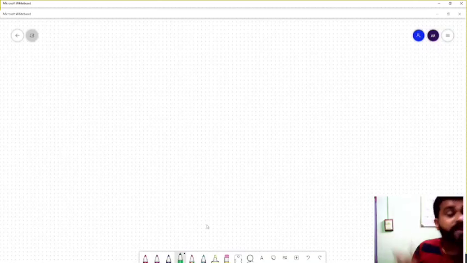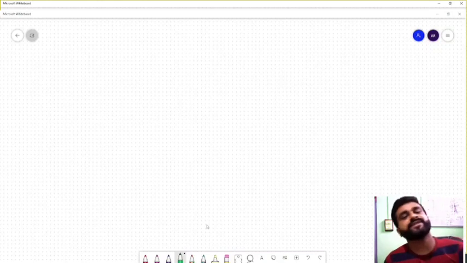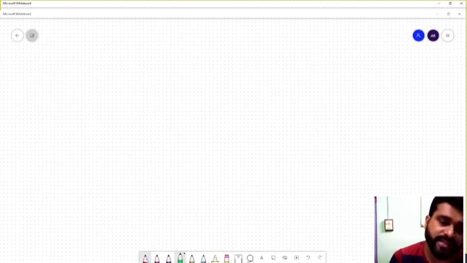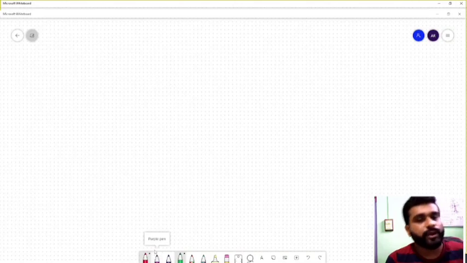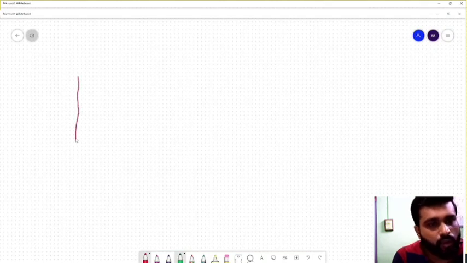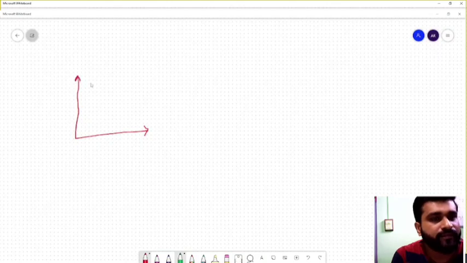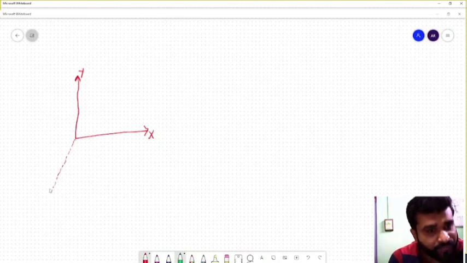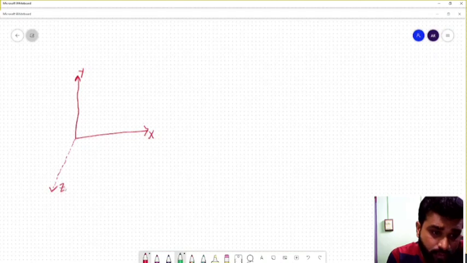In the junior classes we introduced two axes, x-axis and y-axis, for representing two dimensions, length and breadth. But in three dimensions, we will have to introduce three axes, x-axis, y-axis, z-axis, for introducing three dimensions, length, breadth and height. So in the junior classes we have got this x-axis and y-axis. Now in class 11 we will have to introduce another axis, called the z-axis, for introducing the height of any geometrical figure.